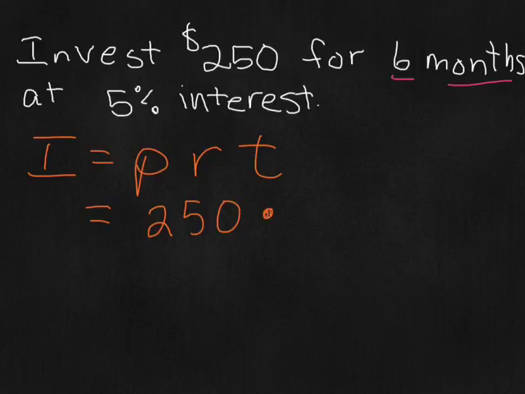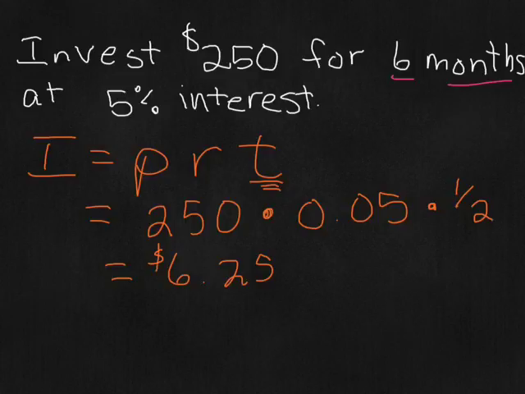So 5 divided by 100 gives us 5 hundredths for 6 months. So remember, our time always has to be in years, and so 6 months is a half of a year. So you can use a half or you can use 0.5. Either one will get you to the right answer. And so when I multiply 250 times 5 hundredths times a half, I get $6.25 is the interest I earned.